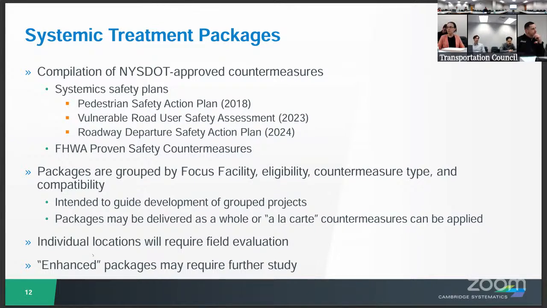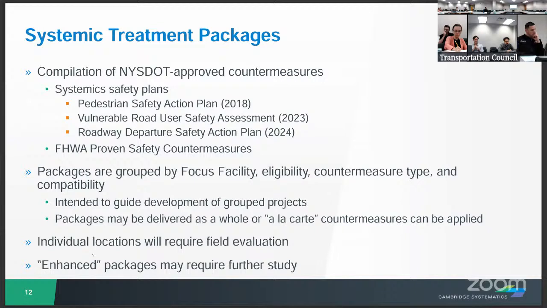There's an ever-growing list of them, and it would not be useful to any of us if we said, hey, here's 200 pages of fact sheets of countermeasures, and we didn't say where to best put them. So we want to help steer, kind of have that roadmap together. In that way, our packages are grouped in a number of different ways: by focus facility, eligibility, and the type of countermeasures and their compatibility together.